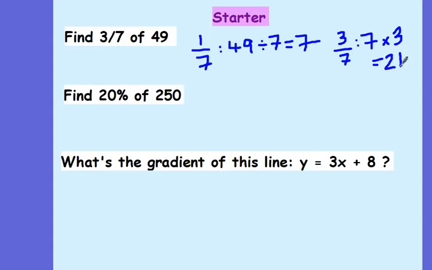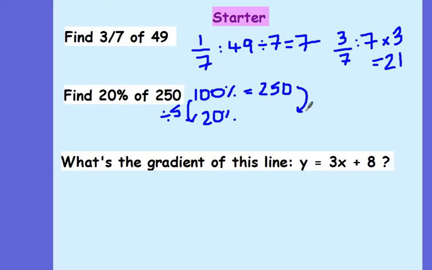My next question, I've been asked to find 20% of 250. Now we know that 100% of 250 is just 250. So to work out 20%, we've divided that 100% by 5. So we need to do the same to the other side. 250 divided by 5 gives me what, Alicia? 50. Excellent, thanks very much.